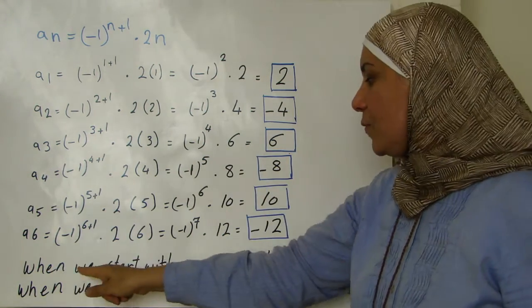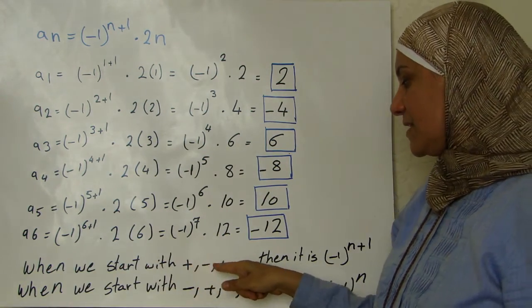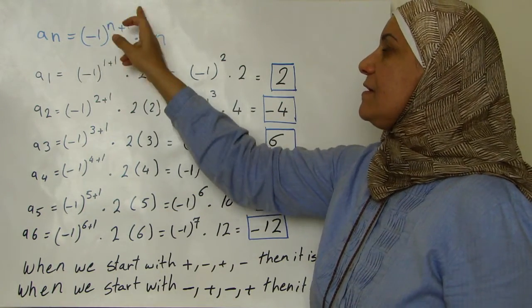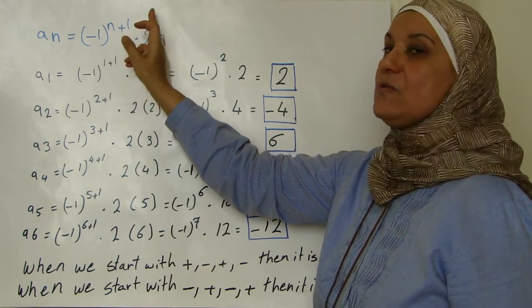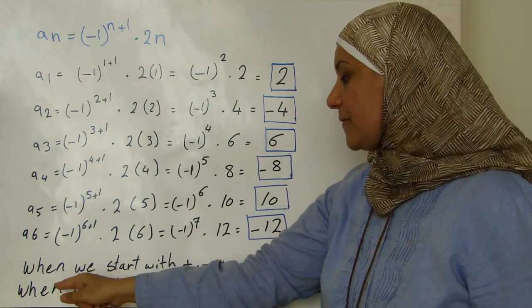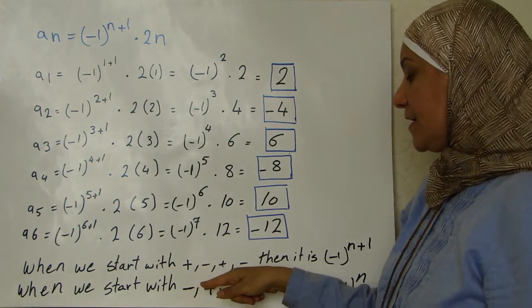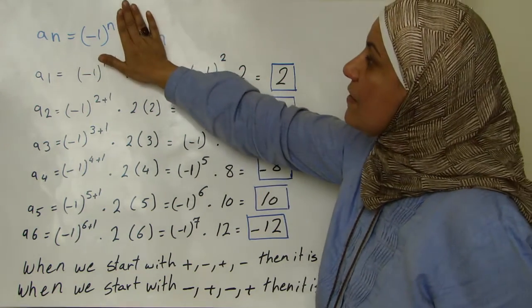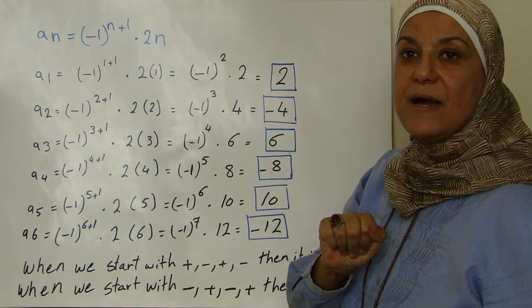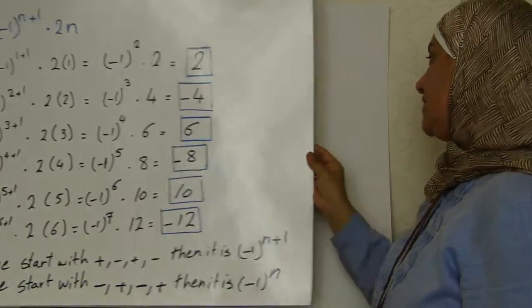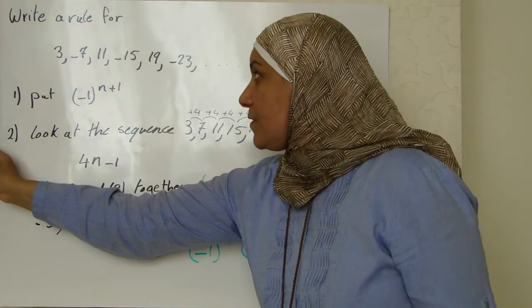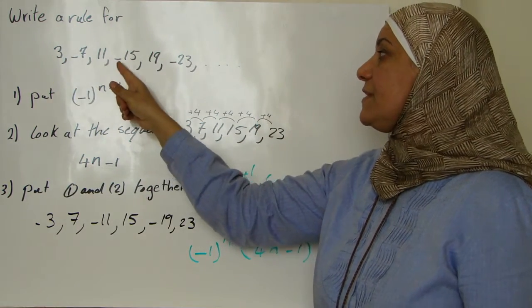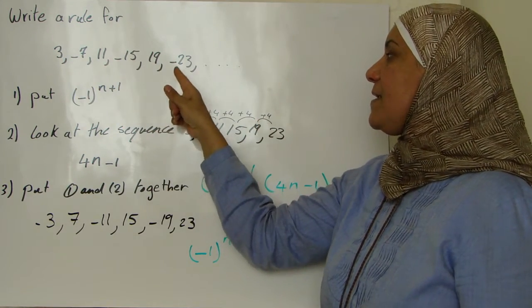Rule. When we start with plus, minus, we know that the negative has to have an exponent of n plus 1, not only n. When we start with a negative, plus, what am I going to have? I'm going to have my rule having only n, negative 1 to the power of only n. Let's have another example for that. Write a rule for 3, minus 7, 11, minus 15, 19, minus 23.